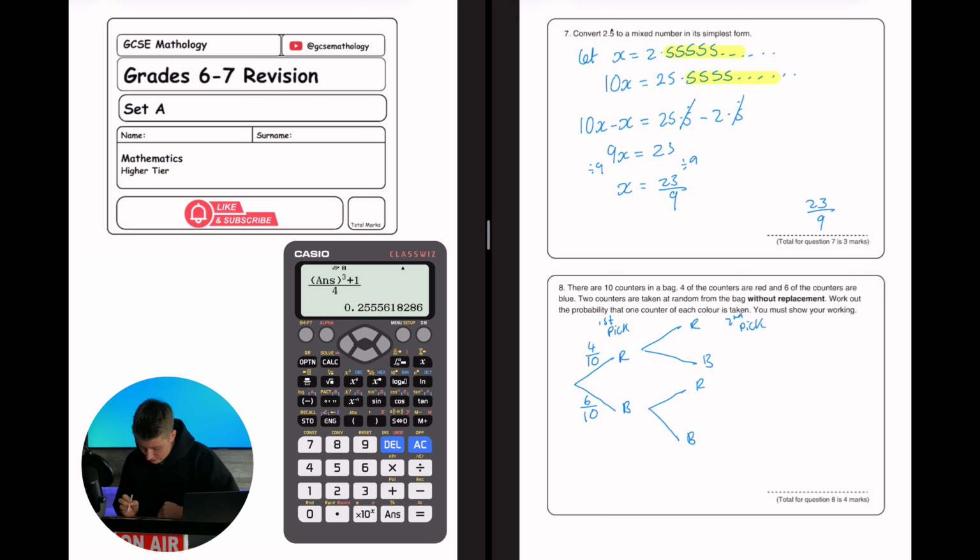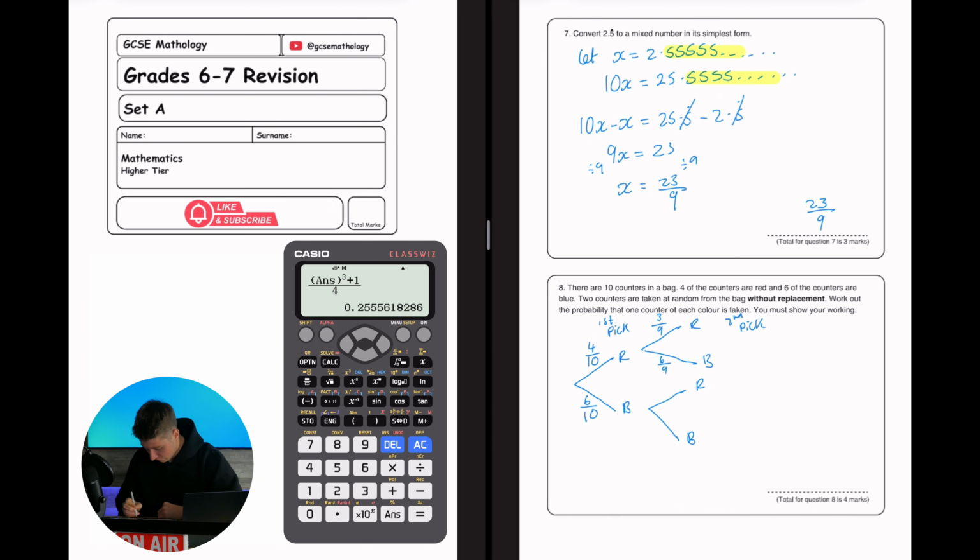Now each counter is taken from the bag without replacement. So that means without replacement means we're going to deduct 1 from the total because now there are only 9. And that means if we've already gone down this path where we've taken a red, that means we'll have 1 less red. So we'll take 1 from the numerator. So 4 minus 1, which is 3. So 3 out of 9. And then all probabilities need to sum to 1. So if we've got 3 out of 9 here, we must have 6 out of 9 for the blues.